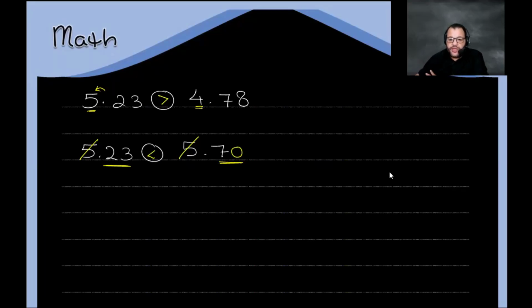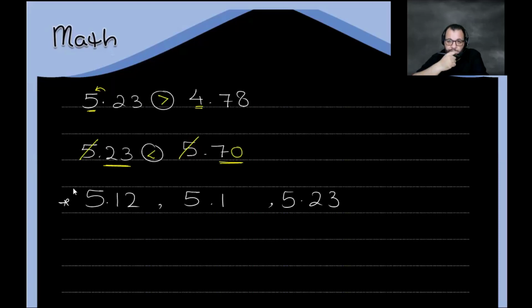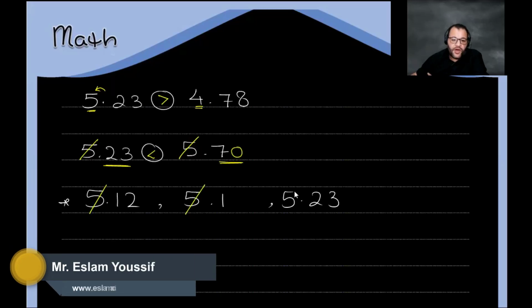So suppose that we have 3 numbers like 5.12, 5.1, 5.23. How can we order the numbers from the least to the greatest? We need to find the smallest number, then the greatest number. At first, we look at the number before the decimal. Before the decimal, we find that we have 5, 5, and 5. All of the numbers are the same.